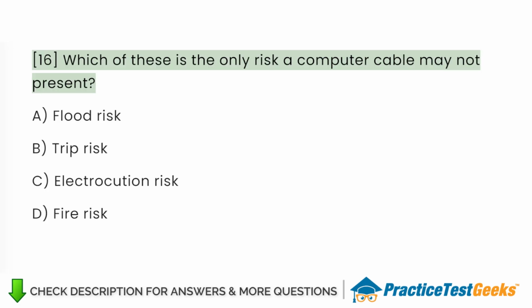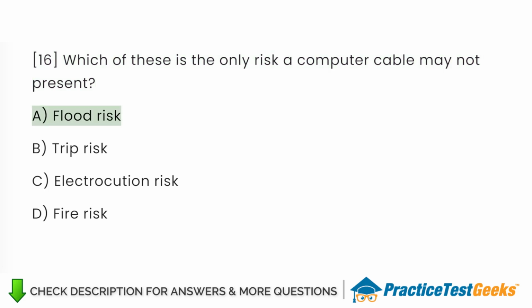Which of these is the only risk a computer cable may not present? A. Flood risk. B. Trip risk. C. Electrocution risk. D. Fire risk.